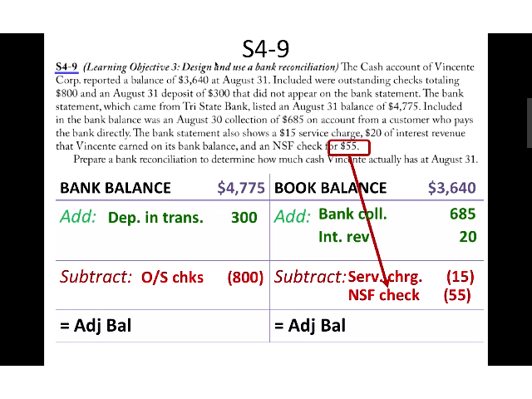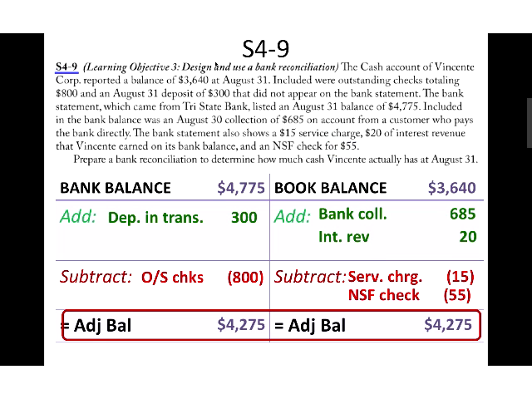And now we come to the end. There are no more numbers. So we have to come up with our adjusted bank balance and our adjusted book balance. So what we'll do for the adjusted bank balance is we'll start with the bank balance of $4,775, add our deposit in transit of $300, subtract our outstanding checks of $800, and come up with an adjusted balance of $4,275. And then we do the same thing taking the book balance, adding the additions, subtracting the subtractions, and we come up with the adjusted balance, again, of $4,275.